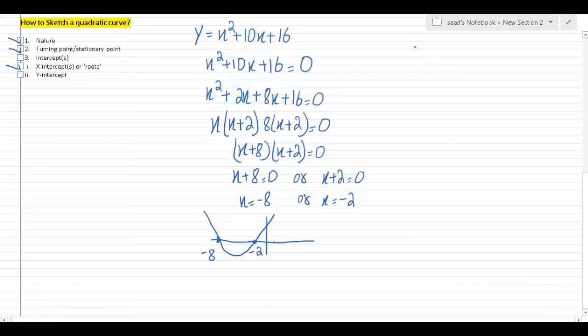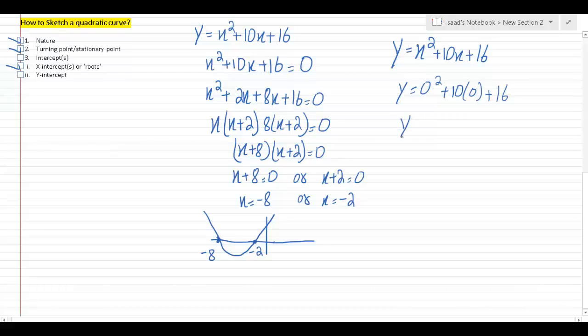We know that is done by replacing x with 0. So x squared plus 10x plus 16. Let's just replace x with 0. So 0 squared plus 10 into 0 plus 16. So y is equal to 0 plus 0 plus 16, or simply y is equal to 16 will be my y-intercept.